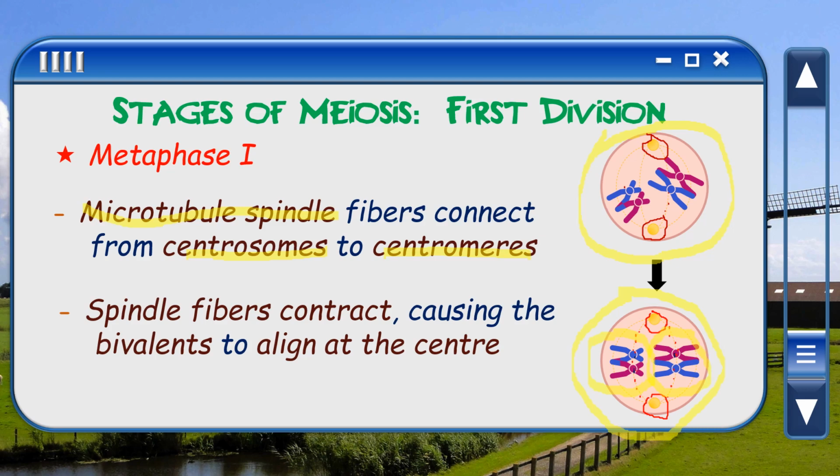That's what we are saying, that the spindle fibers will contract, and when they contract, they start pulling the homologous chromosomes and make them align at the center. The bivalents will align themselves at the center because of the contraction of the spindle fibers. That is in metaphase 1.